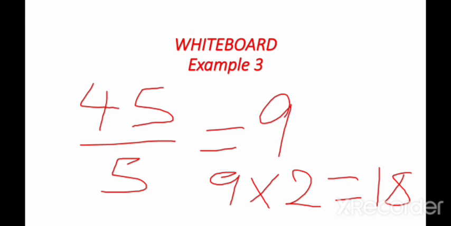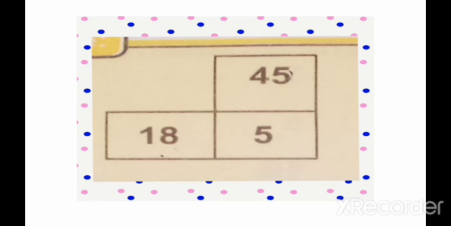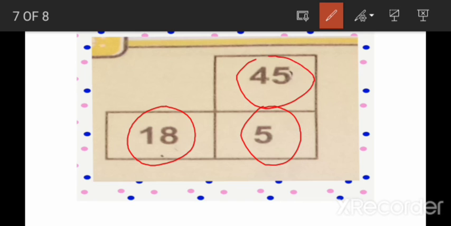And lastly, assuming 5 was not given to us. Assuming 5 was not given to us, what do we do? What we simply do is to divide 18 by the imaginary 2. And dividing 18 by the imaginary 2 will give us 9. Then we now have 45 divided by the 9, which was the answer that was gotten, will give us 5. Now let's go to the chalkboard for explanation.